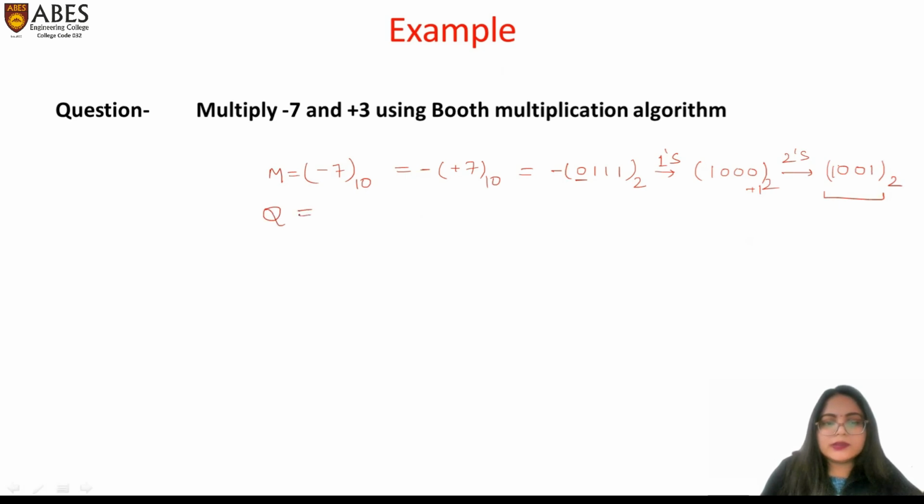Now for Q, this is +3. So it will become 0, 0, 1, 1. In the previous video also, I gave you a brief about why we are taking four digits: these three digits make it equal to the multiplicand in number of bits, and this one is for the sign bit, as we are taking the sign bit in the multiplicand also, right?